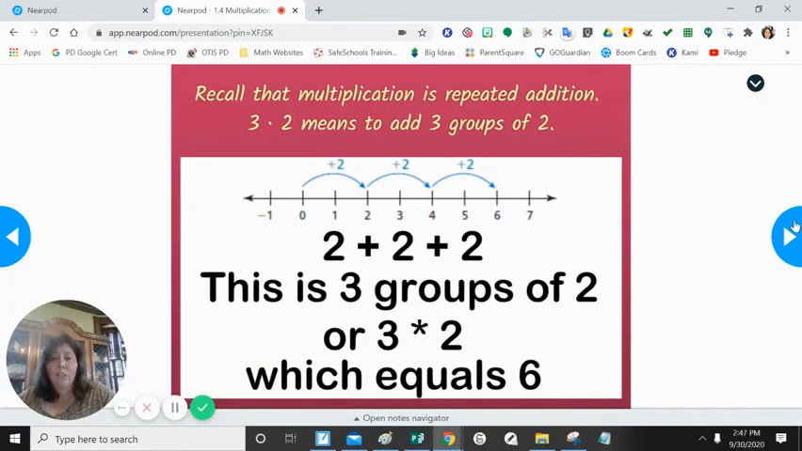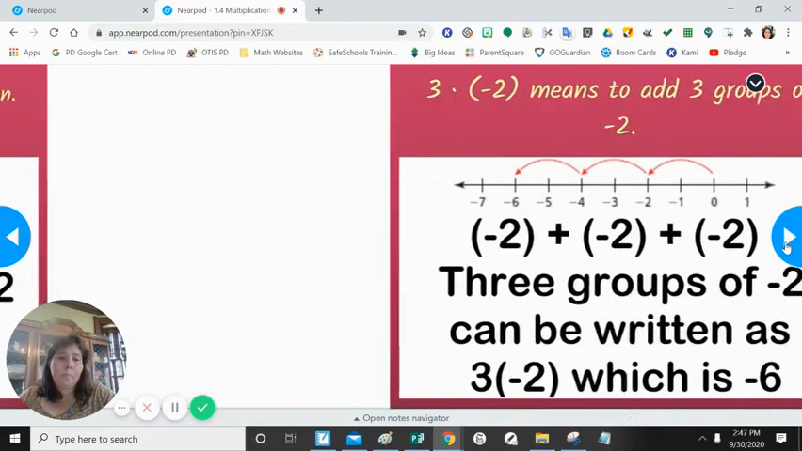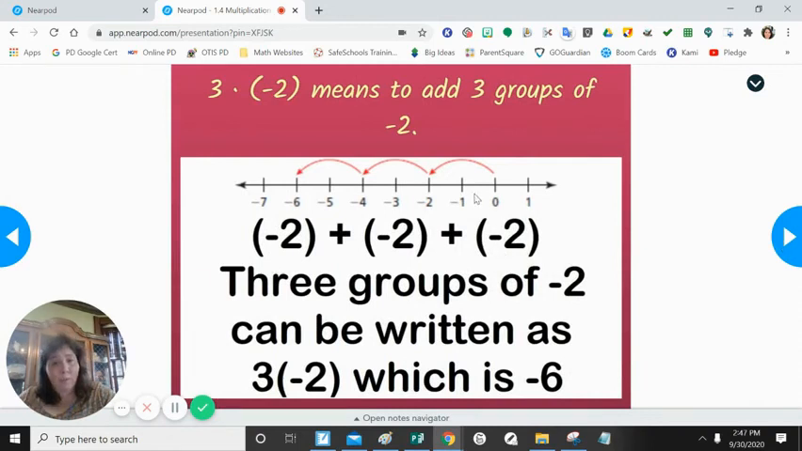We talked a little bit about multiplication being a quick way of doing addition. So 2 plus 2 plus 2, I can rewrite that by saying 3 times 2, because I am taking 2 and adding it 3 times. So I have 3 groups of 2. Because I have 3 groups of positive 2, my answer is going to be a positive 6. If I'm talking about 3 groups of negative 2, well, I have 1 group of negative 2, 2 groups of negative 2, 3 groups of negative 2. My answer is a negative 6. So this shows that when you have opposite signs, 3 positive groups of a negative integer, my answer will be negative.